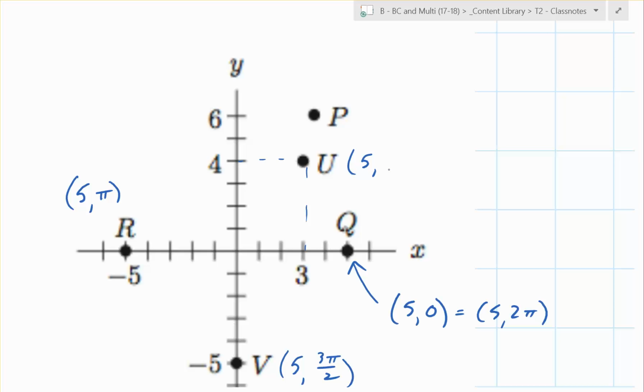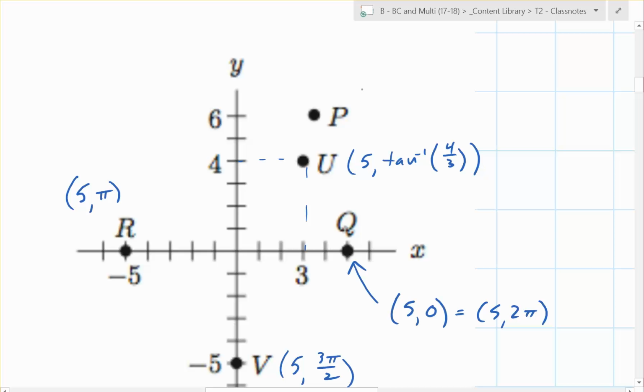Rounding is not something you'll get credit for, generally speaking, on the AP exam, so let's not round here. Give me the exact angle measure. Tan inverse of 4 over 3. Yes. Correct. Stop there. That's fine for now.